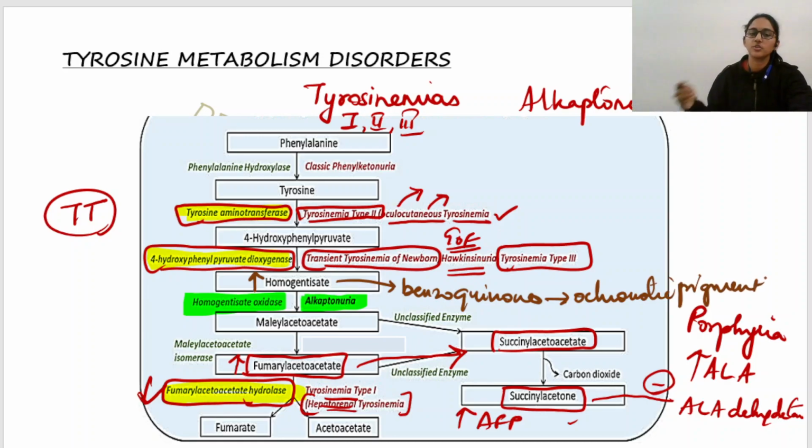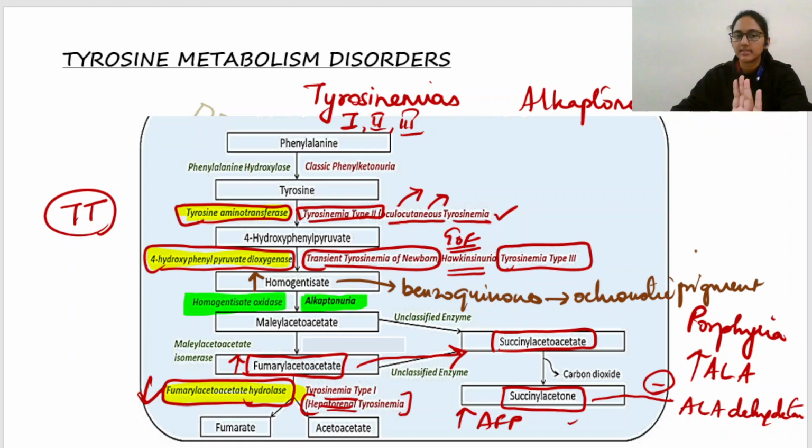This is why your urine turns black when you keep it for some time. Benzoquinone acetate is a black colored pigment, so your urine will turn black on standing. Also there is ochronosis, which is deposition of this pigment in your connective tissues, in your intervertebral discs, or in your eyes along the insertion of your ocular muscles, and in the pinna. These are some of the areas where this pigment can get deposited. So these are the different disorders.